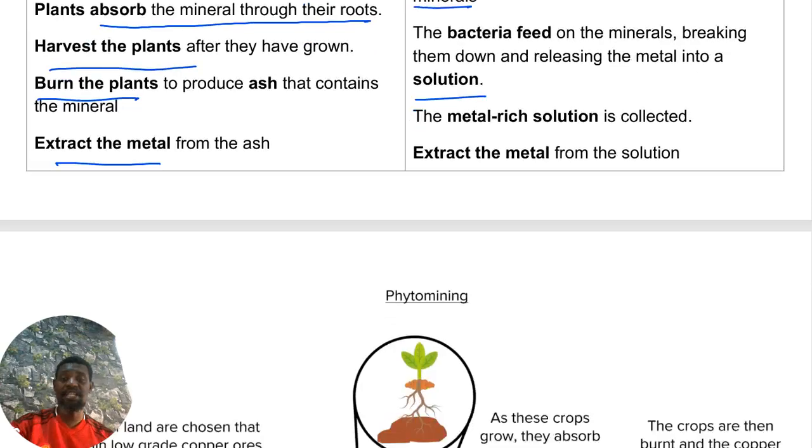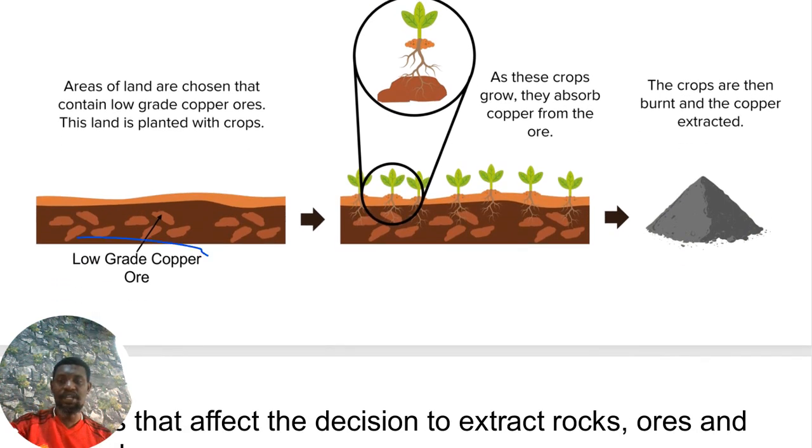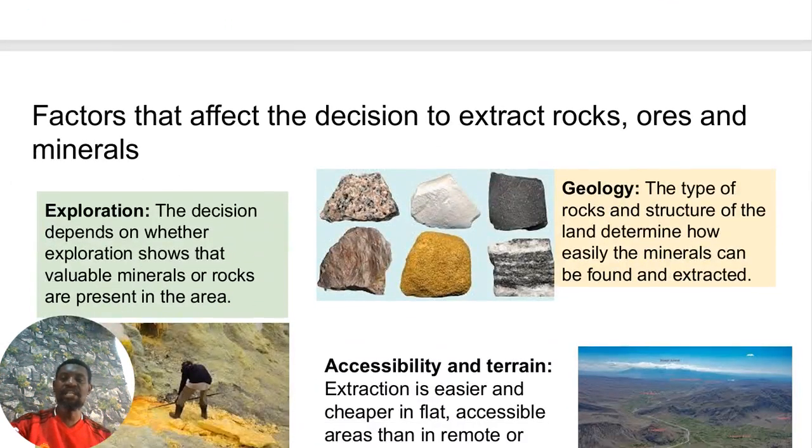That's all about bioleaching. Now I have a simple diagram here explaining the phytomining process. So you see, this is a low-grade copper ore. You plant, the plants absorb the mineral, then you burn the plant, you produce ash, then you extract it from the ash.